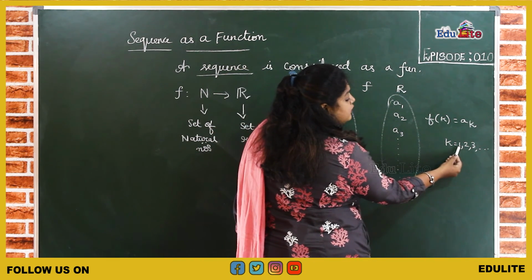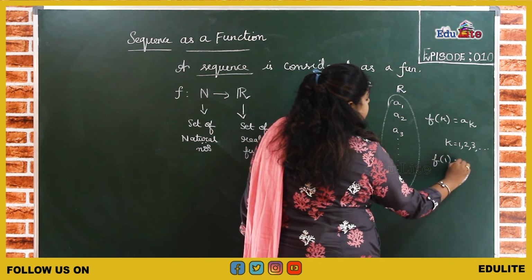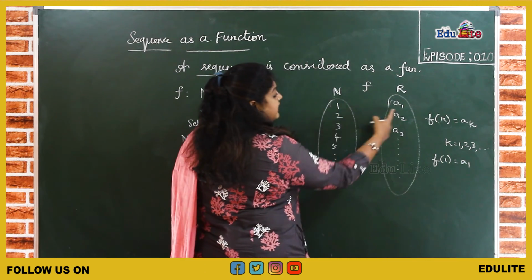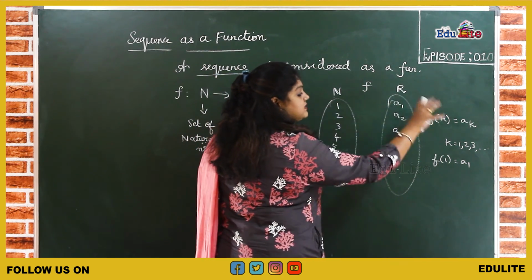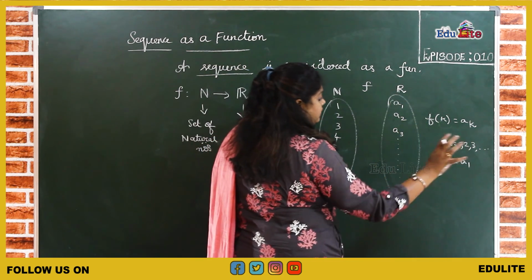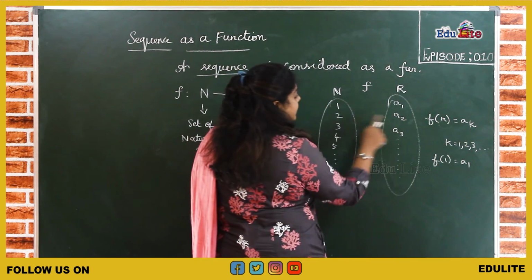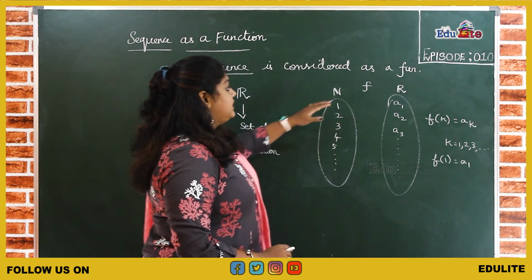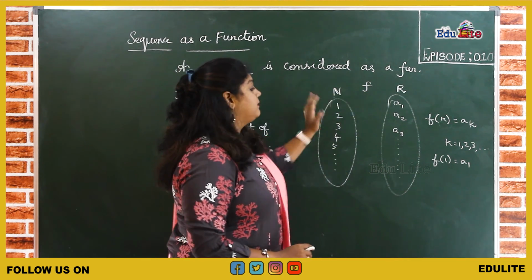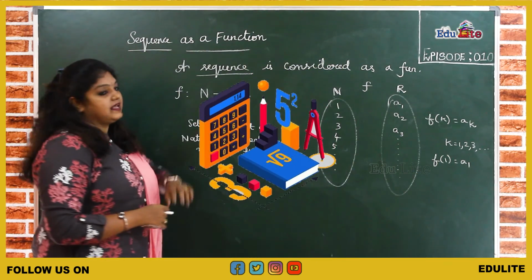So, we will see how it is. If I substitute the value of k as 1 in this, what will I get? f of 1 equals a1. If you see, we are getting the first term, which means f of 1 equals a1. So, the generalized term we have written is the right one. Similarly, if I take 2, f of 2 equals a2, we will get the second term. So, if f is a mapping from a natural number to a real number, then it is said to be a sequence as a function.